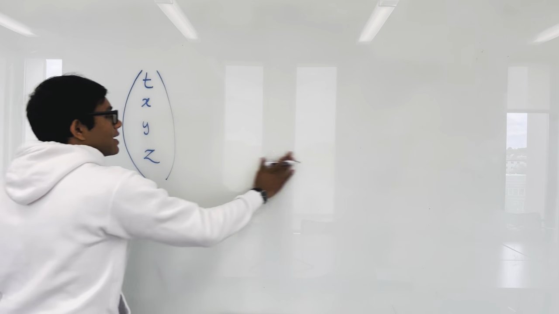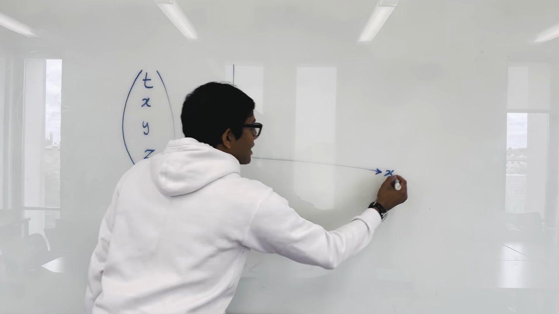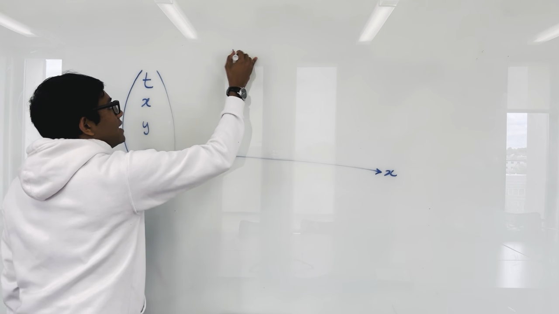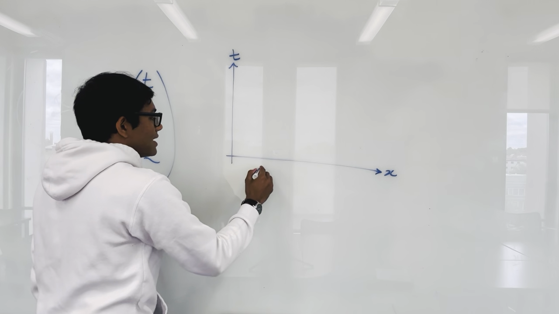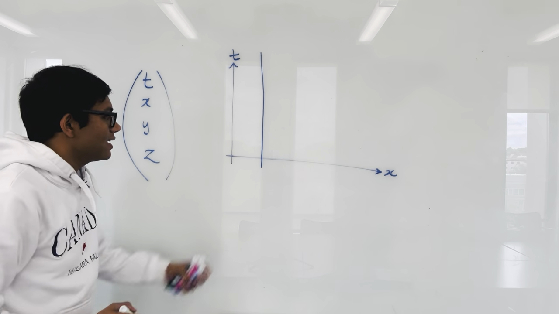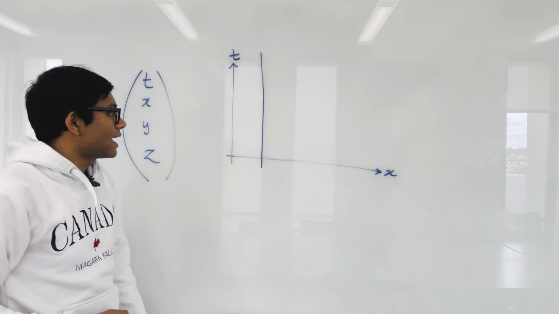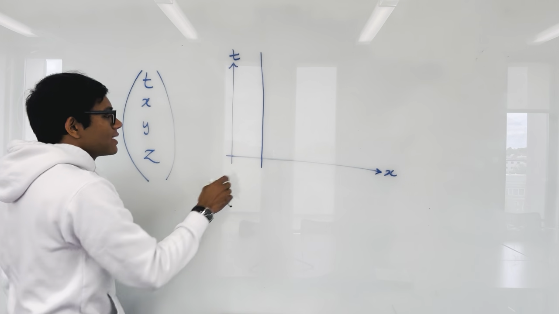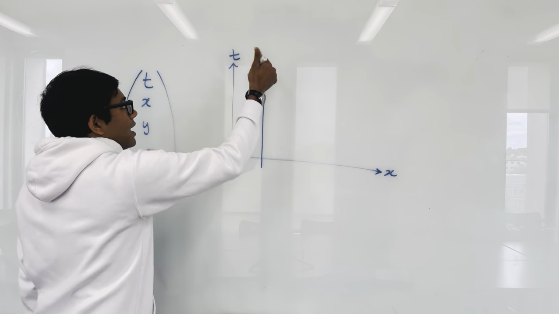So for example, let's draw a space-time coordinate system. Here I have x, and here I have t. So let's say I'm standing here. The world line of a stationary observer is just a straight line on the vertical axis. Why is it just a straight line? Because I'm not moving in the x direction. I'm just moving through time, right?